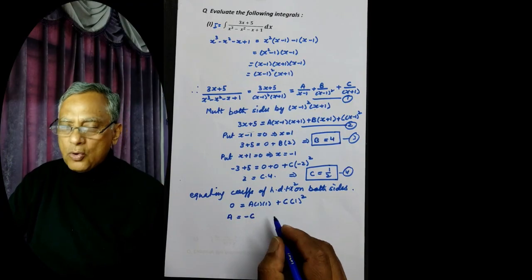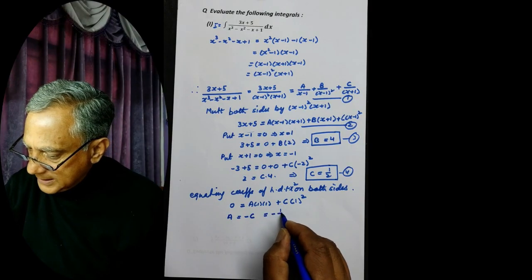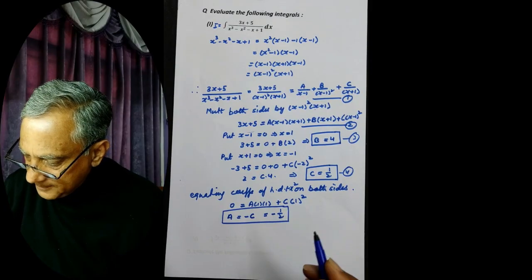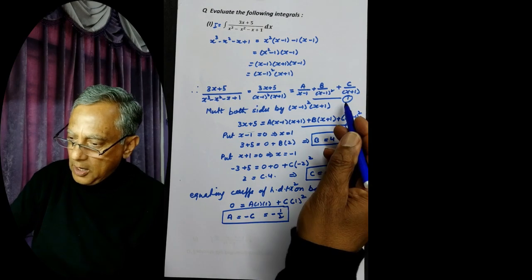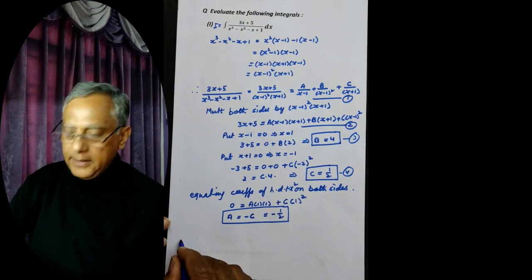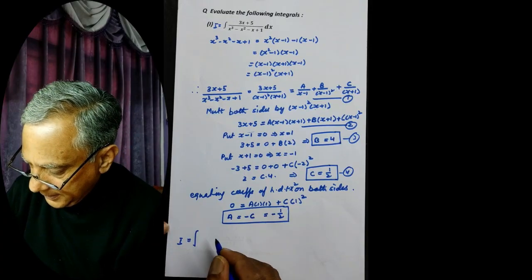A plus c is equal to 0, so a is minus c. This is equal to minus half, so a is equal to minus half. Clear? Now we substitute in 1 and obtain this integral. Therefore I is equal to integral.